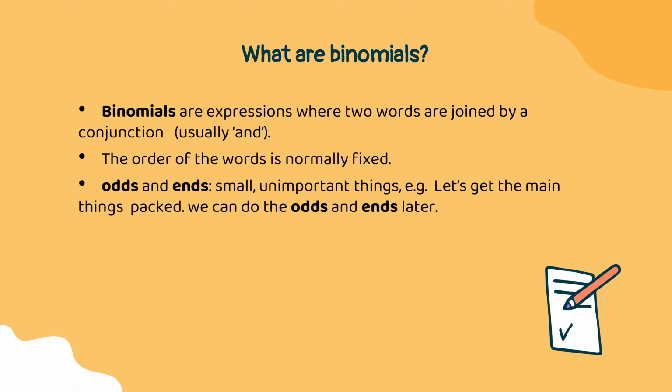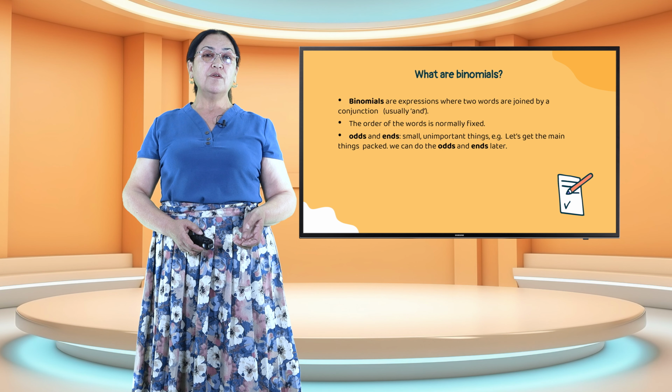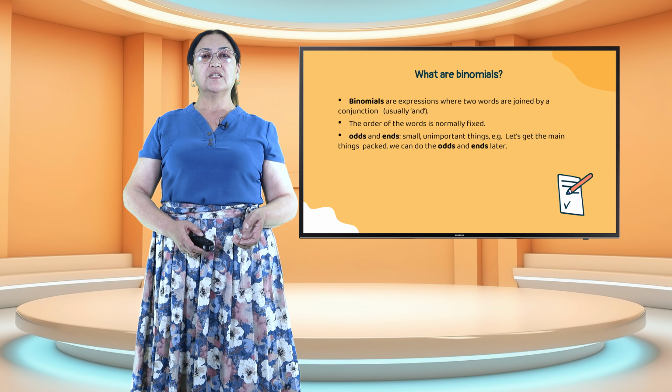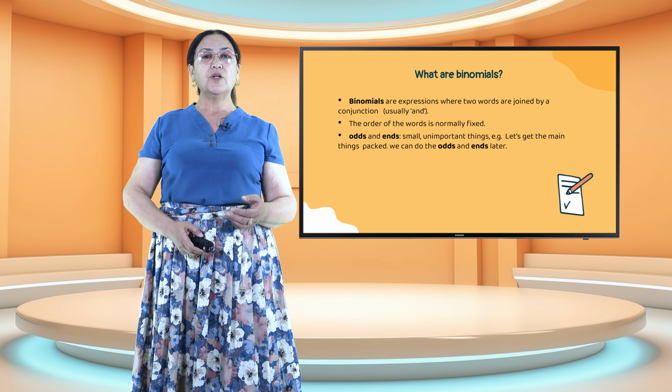What are binomials? Binomials are expressions where two words are joined by a conjunction, usually the conjunction and. The order of the words is normally fixed. For example, odds and ends: small, unimportant things. For example, let's get the main things packed. We can do the odds and ends later.